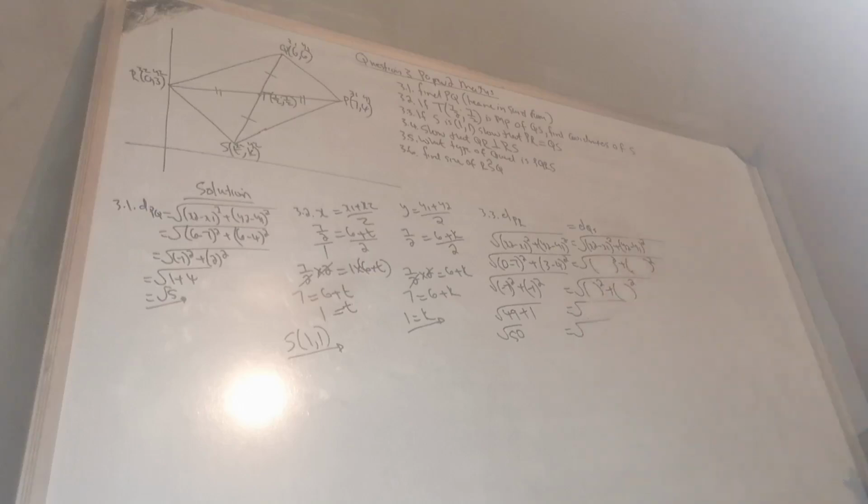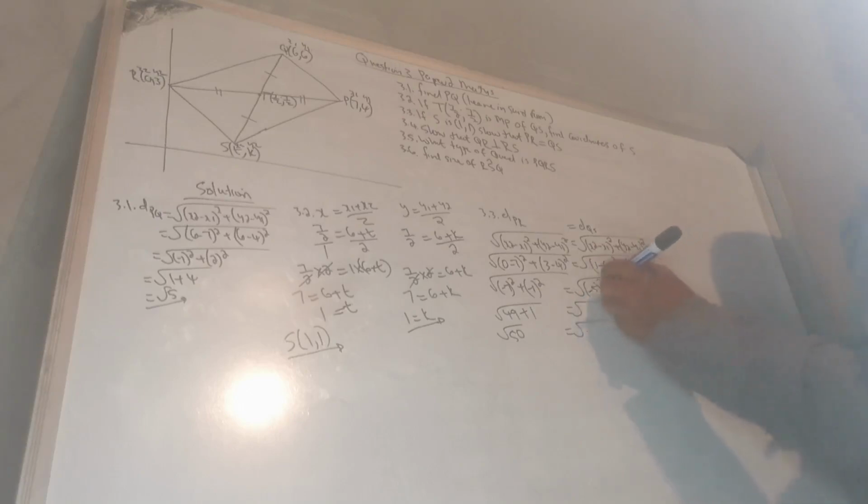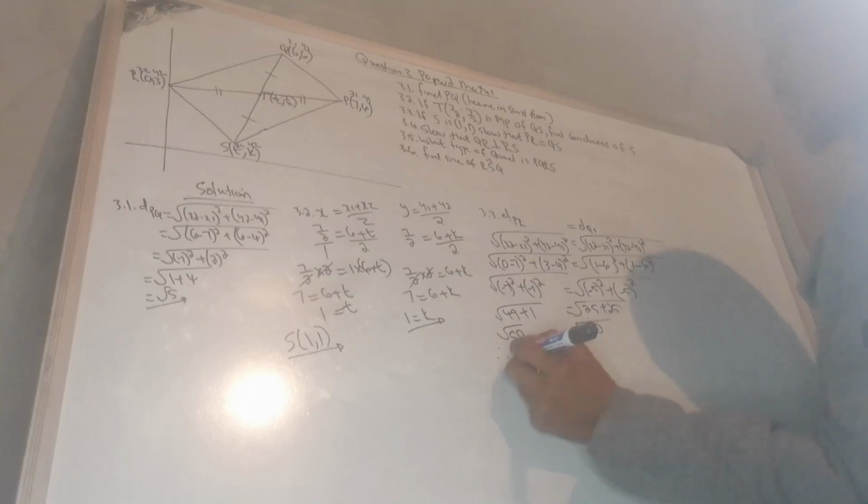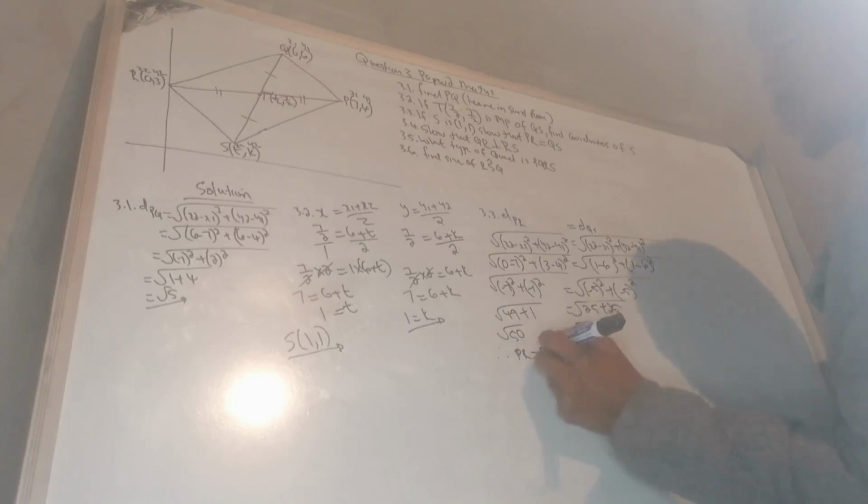QS again. QS: 1 minus 6, 1 minus 6, minus 5, minus 5 squared is 25, plus 25, which is root 50. Therefore PR equals QS.